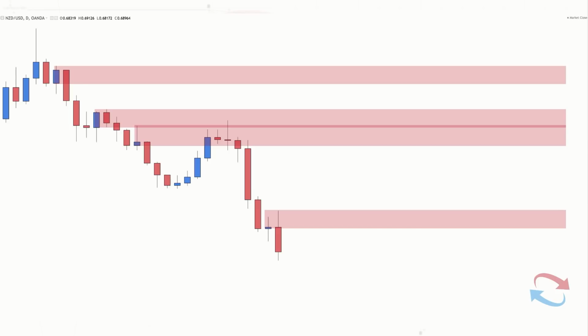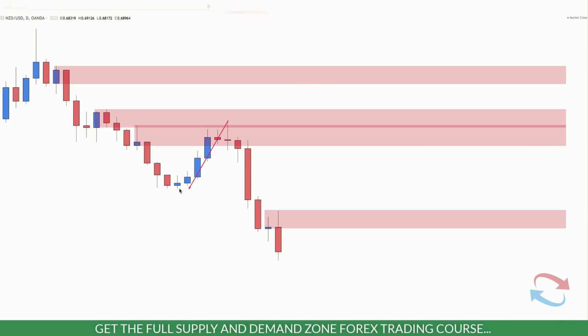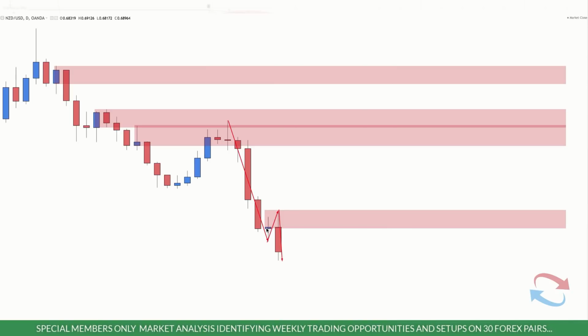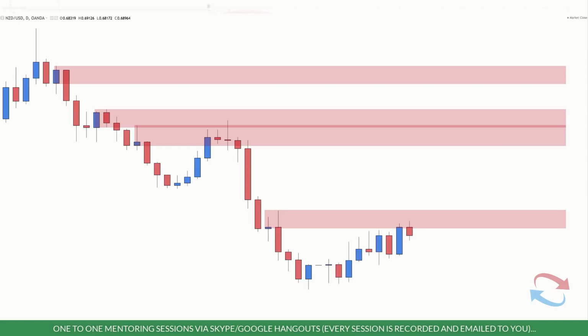And again, we see something like this, where we have a high, price has made a new low, price comes back and then makes the new low there. So now this is our supply zone, because we made a bearish low after this bullish candle. Price comes back to this area here.